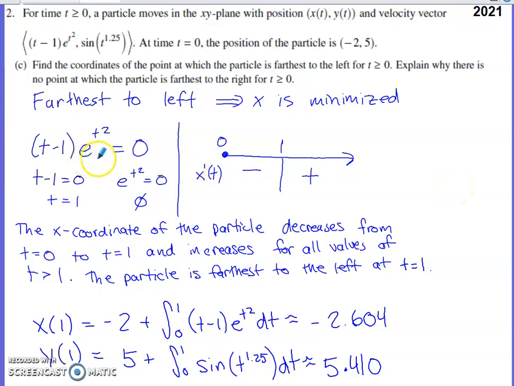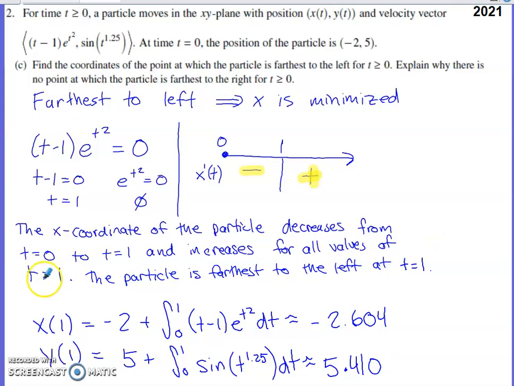This is already factored, so I get a solution from that first factor set equal to 0. That's pretty nice. And I don't get anything from setting e to the t squared equal to 0. E to the t squared is always going to be positive. So if I think about what's going on with x prime of t, my x component of velocity, I get a negative x component of velocity between 0 and 1, and then I get a positive x component of velocity throughout every other value of t.